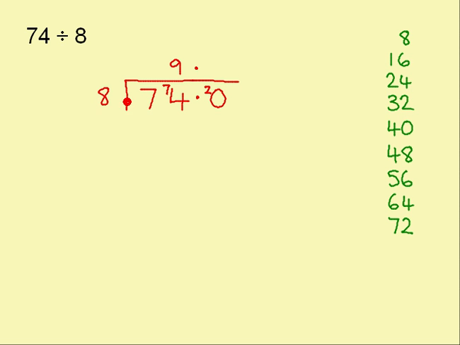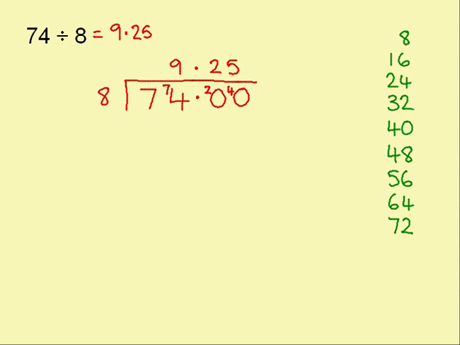Now, does 8 go into 20? Yes, it does. It goes twice. That makes 16, so there's a remainder of 4. Now we can put another 0. Put the 4 on it, and then say, does 8 go into 40? Yes, it does. It goes in exactly 5 times. So the answer to this is 9.25.